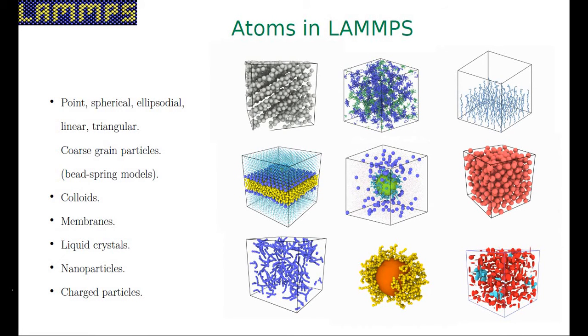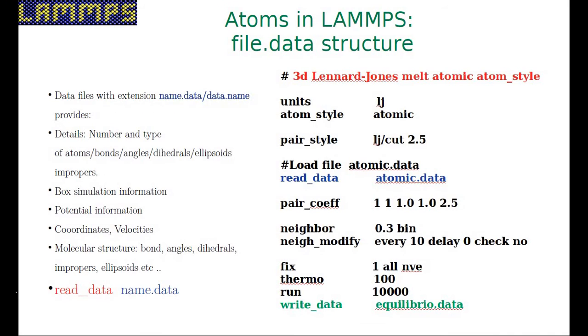Atoms in LAMMPS. There are point, spherical, ellipsoidal, linear, triangular, coarse grain particles. For example, the bead spring models we have mentioned before. Colloids, membranes, liquid crystals, nanoparticles, and charged particles are some of the models used in LAMMPS.